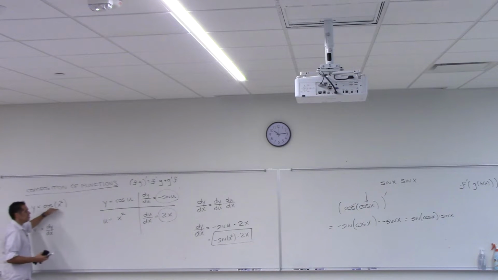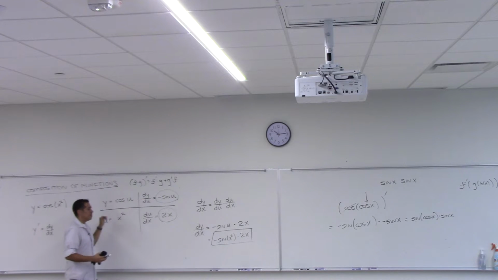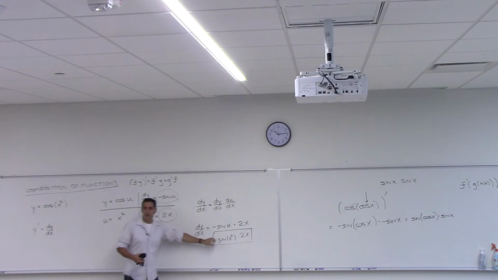You write down the composition broken up into two pieces, then you take the derivative of each one with respect to whatever variable's there, and then you take these answers and multiply them together and then replace your u with x's. Let's do the next one.